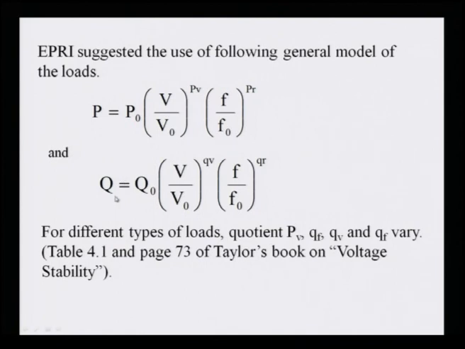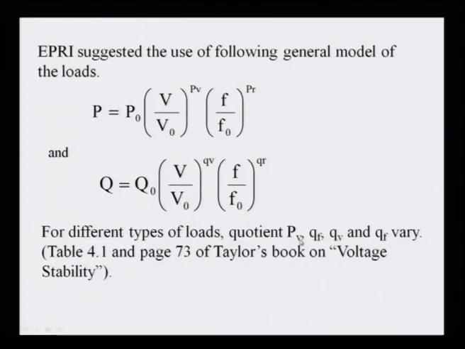For the reactive power you can write Q is equal to Q naught, and again V upon V naught to the exponent QV, and again the frequency variation. This V naught and F naught are the nominal voltage and frequency, and V and F are the actual voltage and frequency. The exponents depend upon the system characteristic, because it varies from system to system.